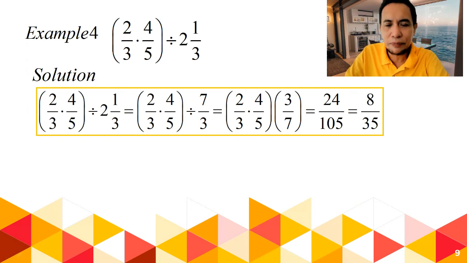So we are now multiplying all the numerators and all the denominators. In this case, we can cancel 3. Or without cancellation, you can multiply 2 times 4, that's 8, times 3, it's 24. 3 times 5, 15, times 7, that's 105. This is still reducible by 3. You divide numerator and denominator by 3. 24 divided by 3 is 8. 105 divided by 3 is 35. So the final answer would be 8 over 35.